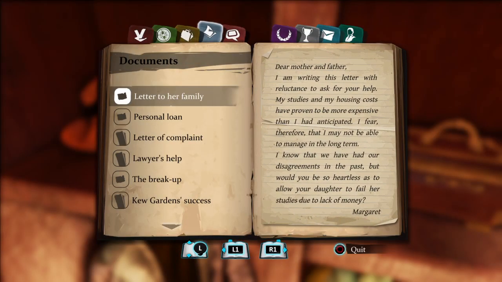Letter to her family. Dear Mother and Father, I am writing this letter with reluctance to ask for your help. My studies and my housing costs have proven to be more expensive than I had anticipated. I fear, therefore, that I may not be able to manage in the long term. I know that we have had our disagreements in the past, but would you be so heartless as to allow your daughter to fail her studies due to lack of money? Margaret.